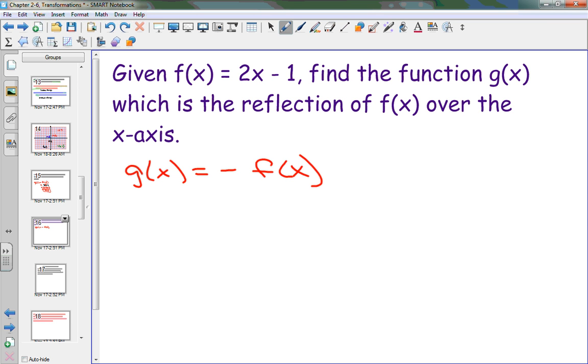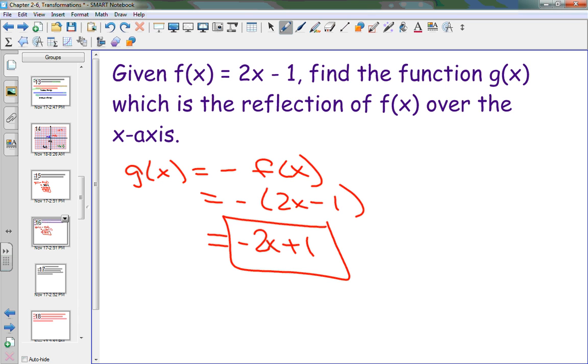So what's f of x defined to be? 2x minus 1. In every place I see it, what do I do with that negative? I distribute it to every little term inside there. So that's negative 2x plus 1. That is going to be my new function.